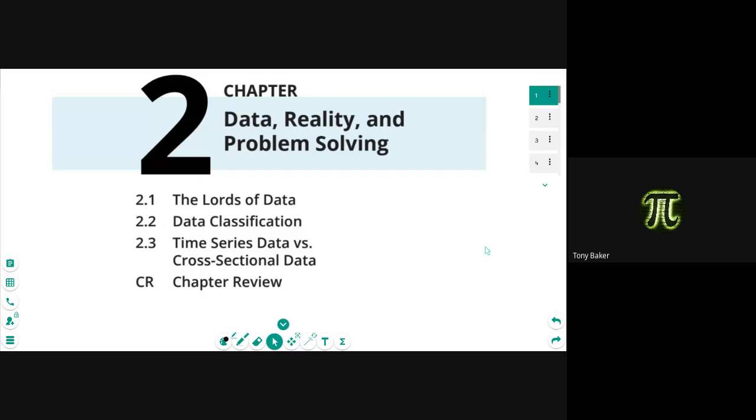All right, so we're going to move into chapter 2, which really starts looking at some really important definitions and looking at how we're going to use data and organize the data that we're starting to collect.